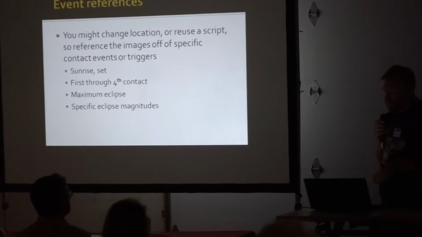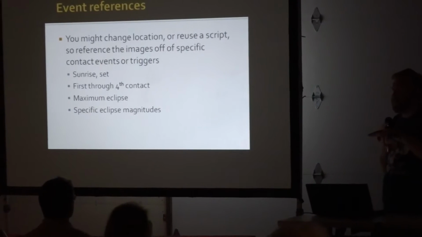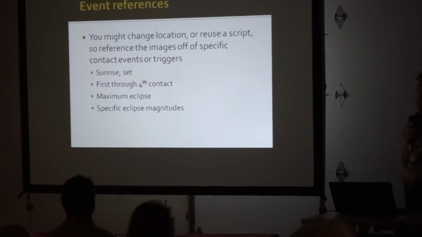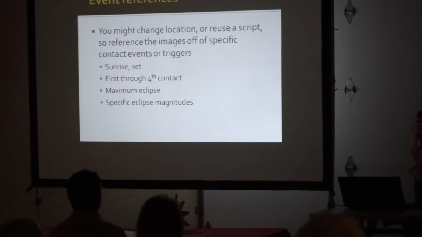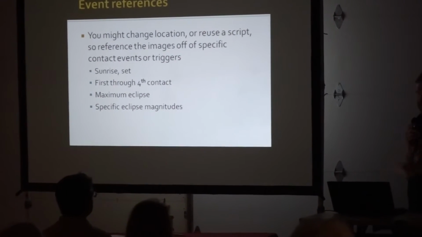Maximum eclipse is the best time to do that earthshine shot because the most corona is covered up. That gives you the darkest sky and the best chance of getting the faint features. And then eclipse magnitudes, if you're trying to do a time series, sometimes those are helpful.